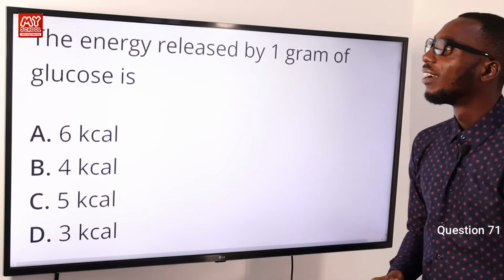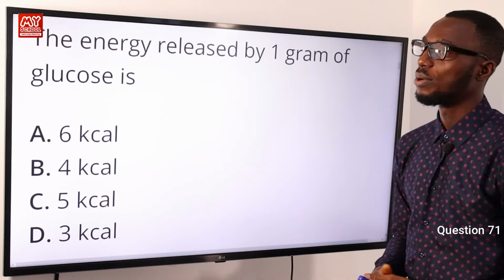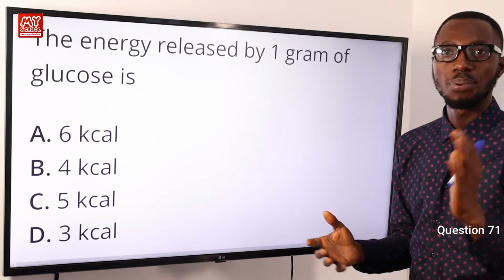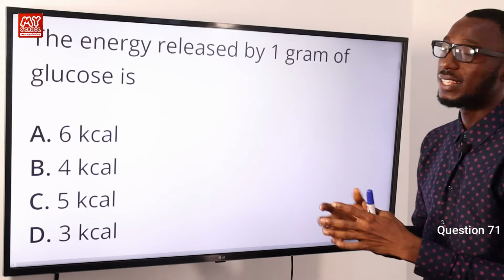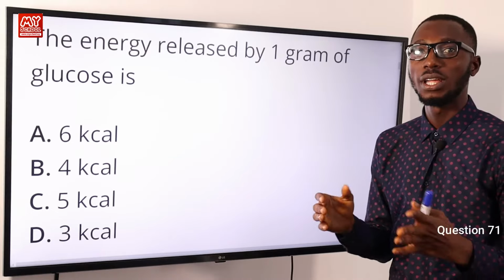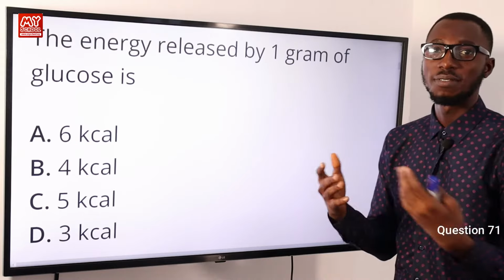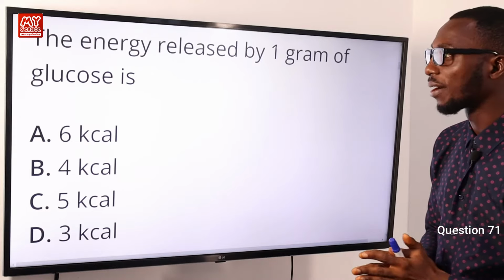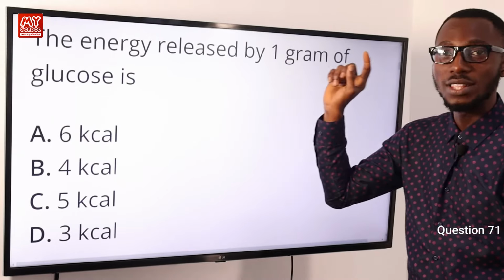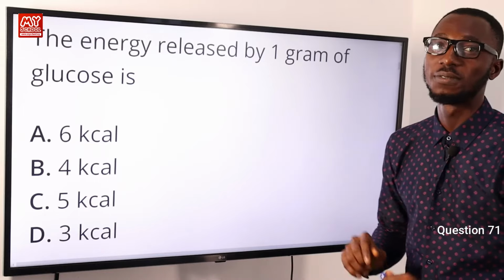Question 71. The energy released by 1 gram of glucose is what? Glucose represents a form of carbohydrate, and carbohydrate and protein produce 4 calories per gram. Fat releases 9 calories per gram. So if we scan through our options, we are dealing with glucose. The correct option will be B, 4 calories per gram. So option B is very correct.